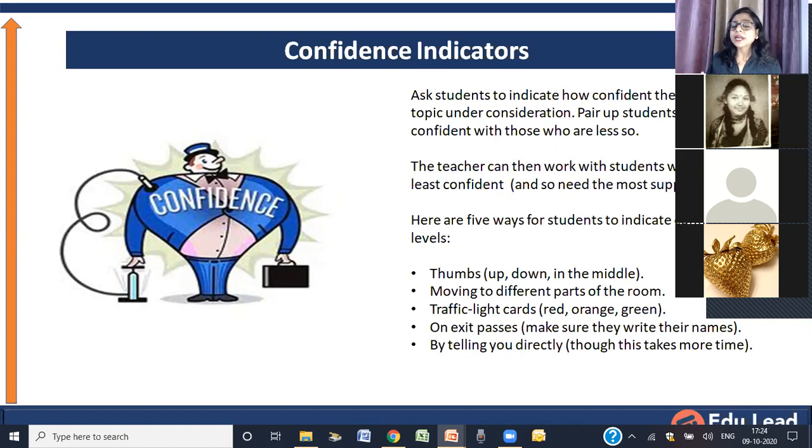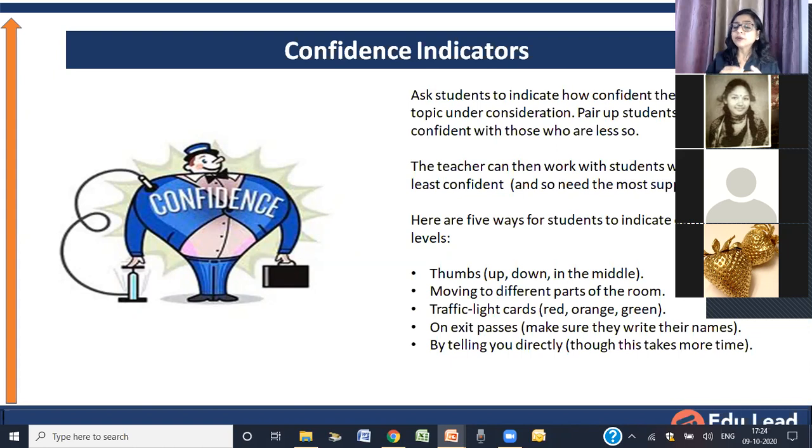The second thing is you can ask them to move to different parts of the room, which means that those who feel very, very confident, go there. Those who feel slightly less confident, go there, and so on. Or it could be traffic lights, red, blue, green. You can ask them to raise their traffic lights.